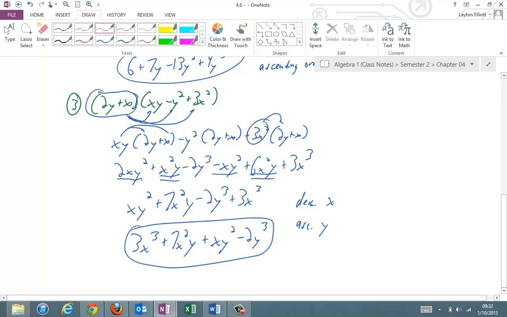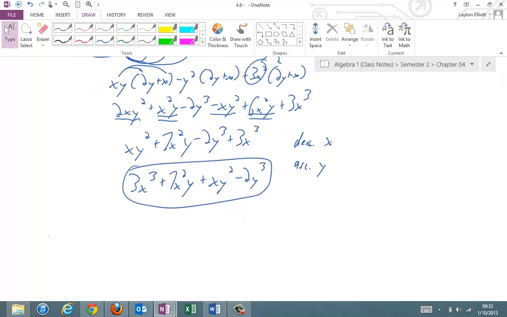So that's our final. Now we're going to solve. Remember that anytime we solve, we want to express our answers in set notation. That means braces.